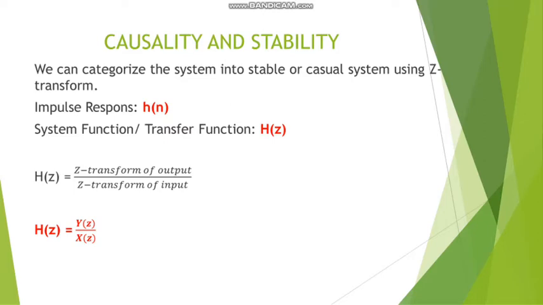I am going to explain how to determine whether a system is causal and stable based on Z transform. I am going to categorize the system into stable or causal depending upon the behavior of the impulse response. Here h of n is the impulse response and h of z is the system function, also known as the transfer function. H of z is equal to the Z transform of output divided by the Z transform of input. So h of z equals y of z divided by x of z.